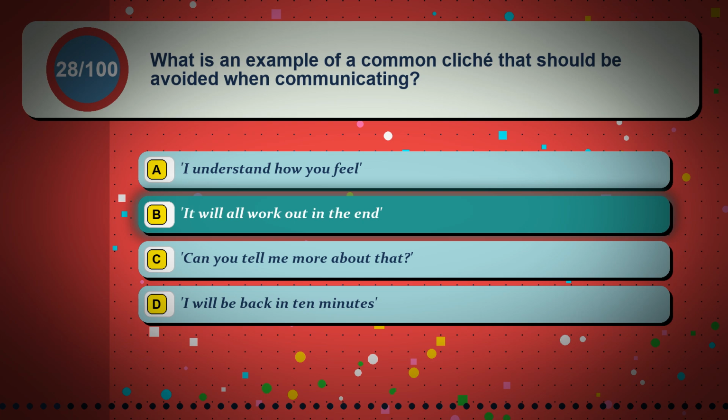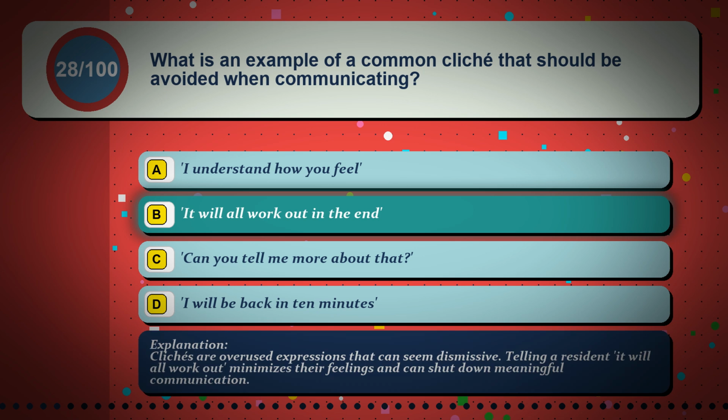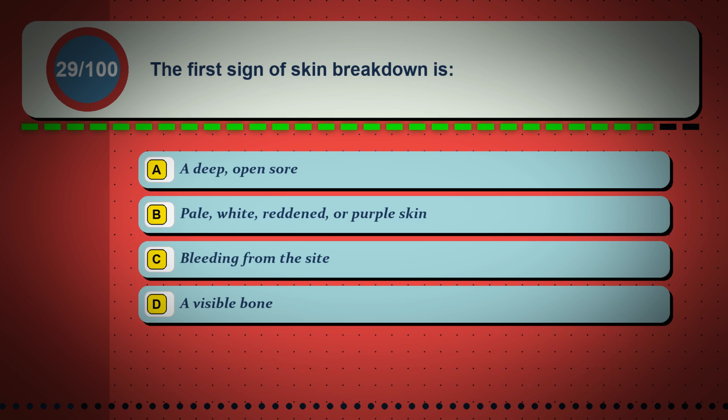The correct answer is option B. It will all work out in the end. Clichés are overused expressions that can seem dismissive. Telling a resident it will all work out minimizes their feelings and can shut down meaningful communication. Question 29. The first sign of skin breakdown is option A, a deep, open sore.